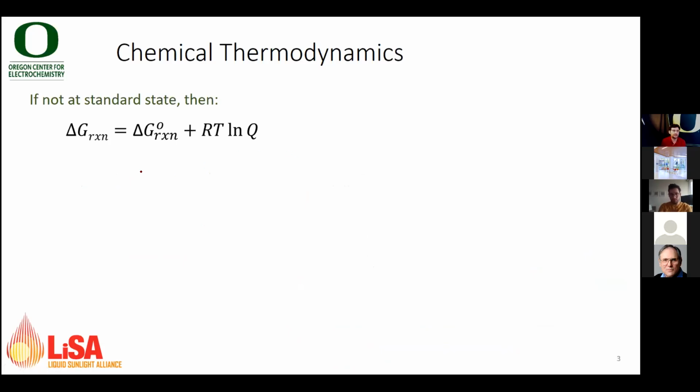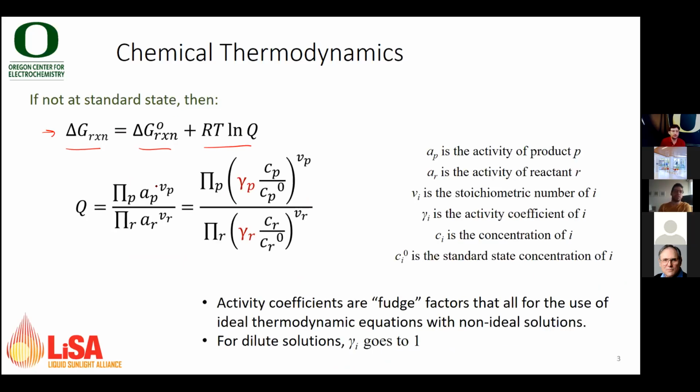Okay, so if you're not at standard state, you have this equation, and we won't derive this right now, but you've all seen this: the free energy of a reaction is the standard state free energy of that reaction modified by this RT ln Q. So we typically write the product of the activities of the products, raised to their stoichiometric coefficient in the reaction, divided by that of the reactants, right? And that activity, we can break out into an activity coefficient. This is going to be the activity coefficient of species i.